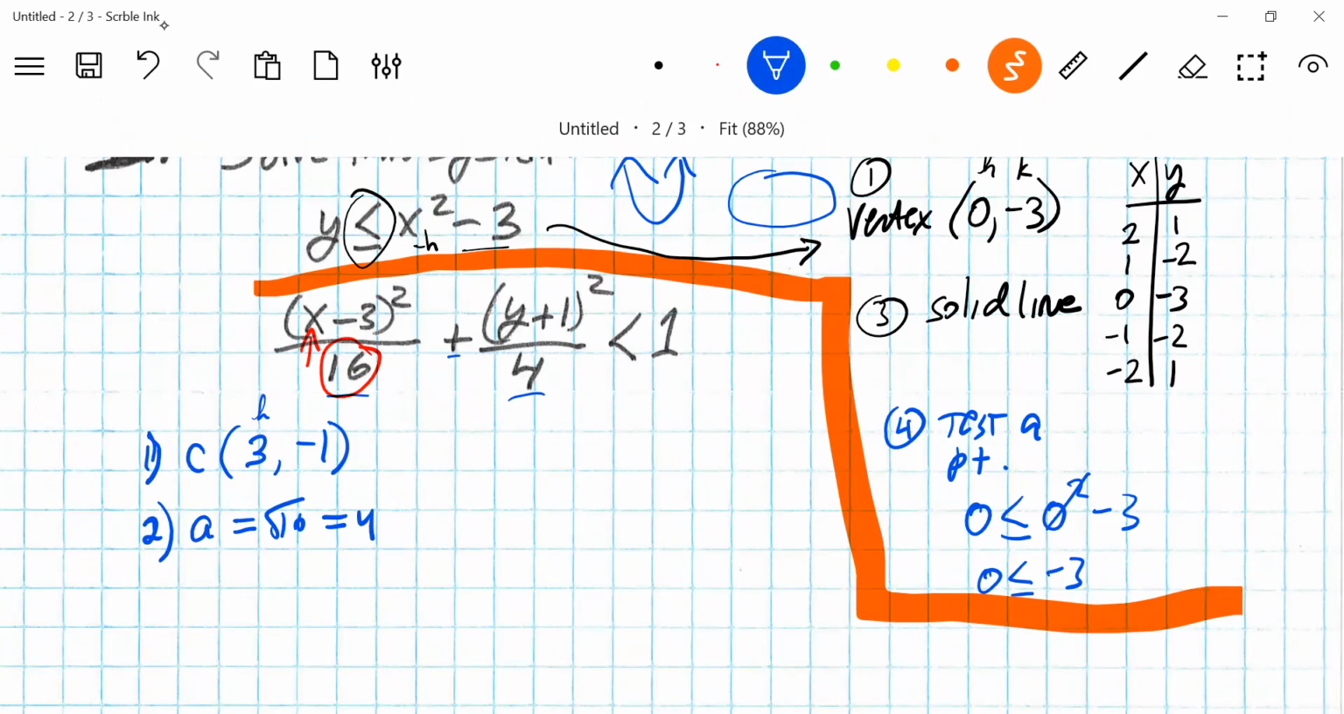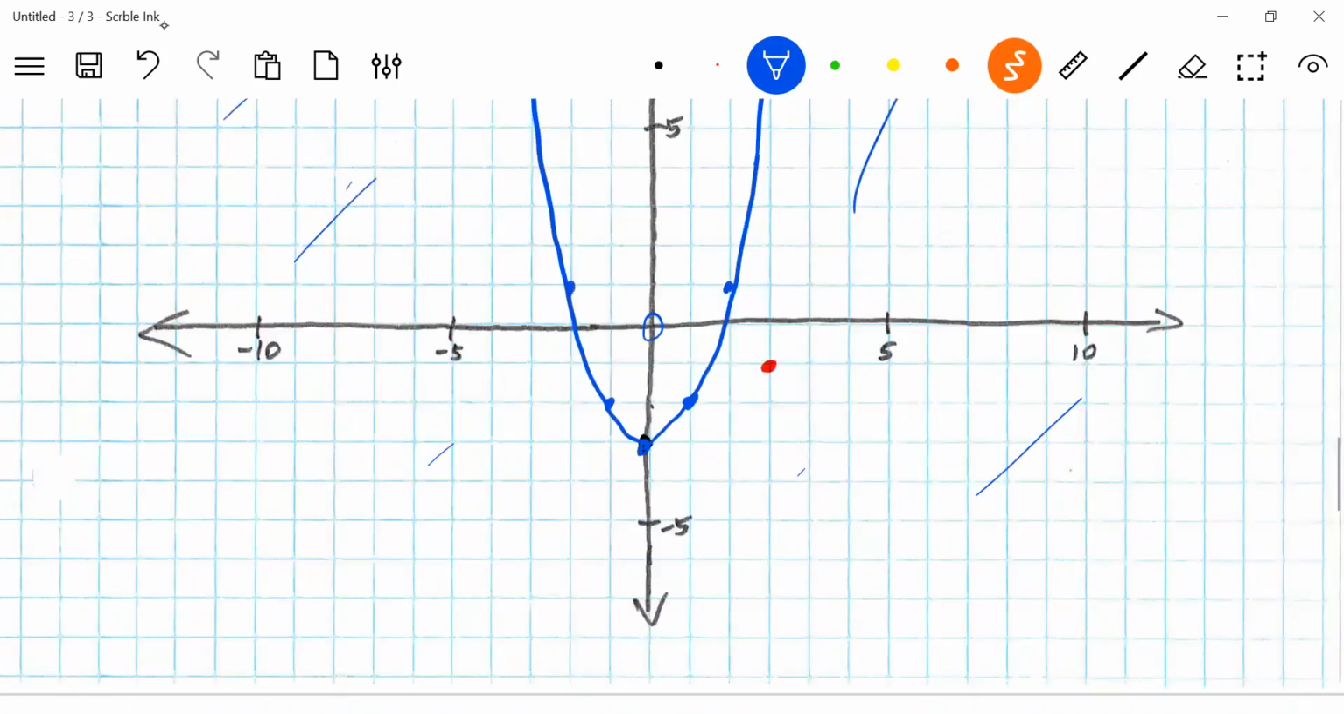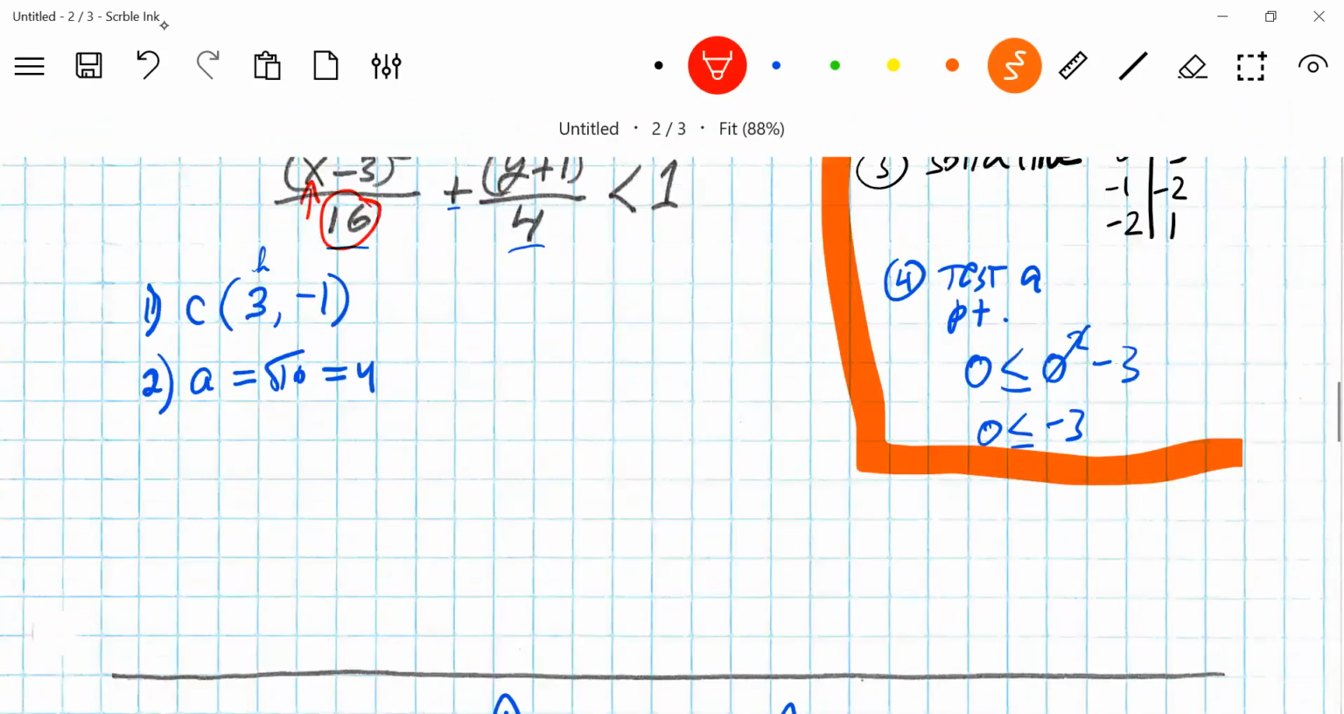That means because we are going horizontal, parallel to the X-axis, we need to go 4 this way, 1, 2, 3, 4, and 4 the other way, 1, 2, 3, and 4. And then we need to go up.